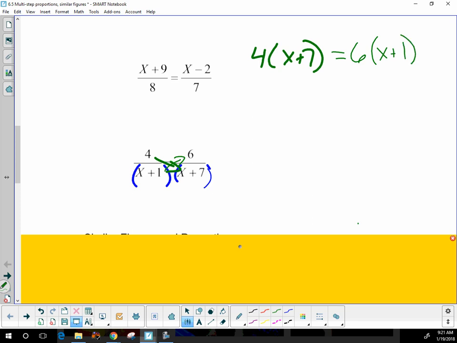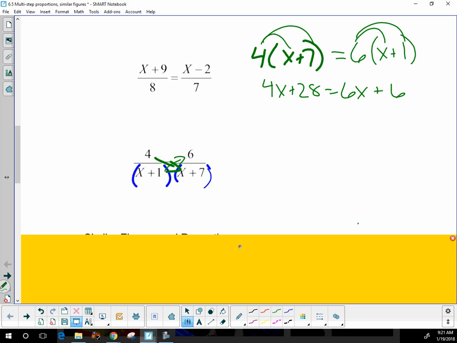And some students ask, does it matter which one goes on which side? Should I have done the 6 times x plus 1 first? It really doesn't matter because you have all of this stuff over here on one side and all of this stuff over here on the other. So it really doesn't matter which one you use first. And distribute.